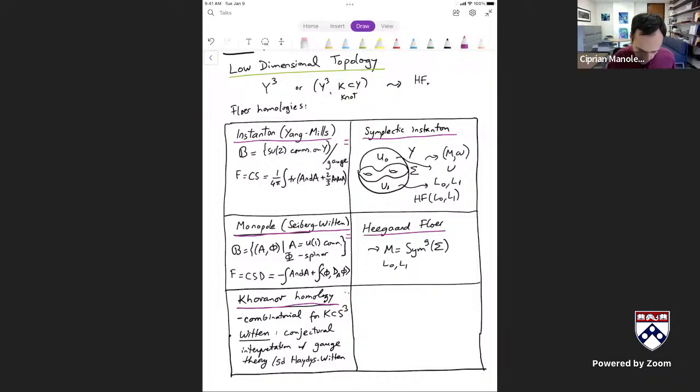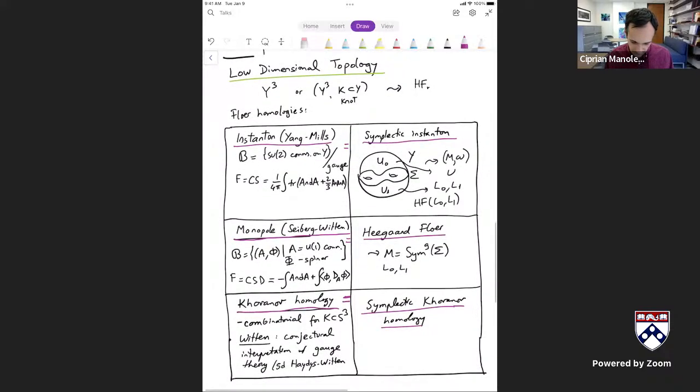And again, there is a symplectic version of it, which is called symplectic Khovanov homology, and was developed by Seidel and Smith. Okay, so these are the three main versions. They all have various applications. They give different answers for the same knot, or for the same three-manifold. Yeah, and that's it. This was my quick review of Floer homology.